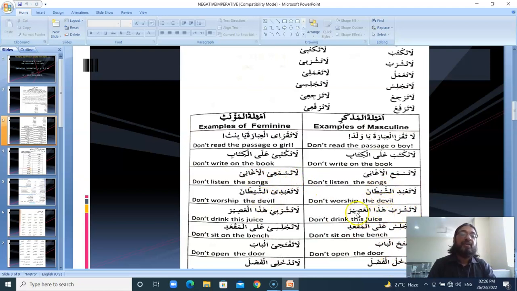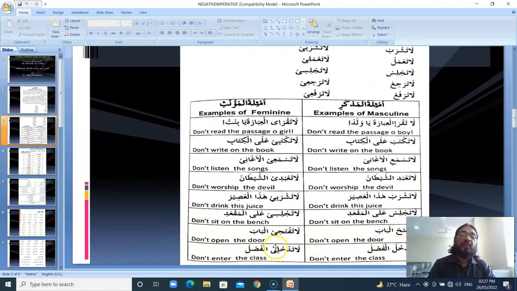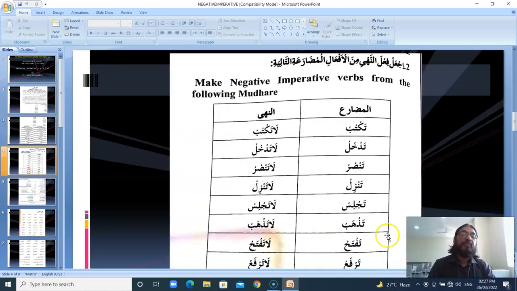لا تشرب هذا العصير، عصير juice. لا تجلس على المقعد، مقعد bench. لا تجلس, don't sit. لا تفتح, don't open, الباب the door. لا تفتحي for feminine. لا تدخل الفصل, الفصل classroom. لا تدخلي الفصل. So no need to translate. Already translations are mentioned over there. You can read very easily.